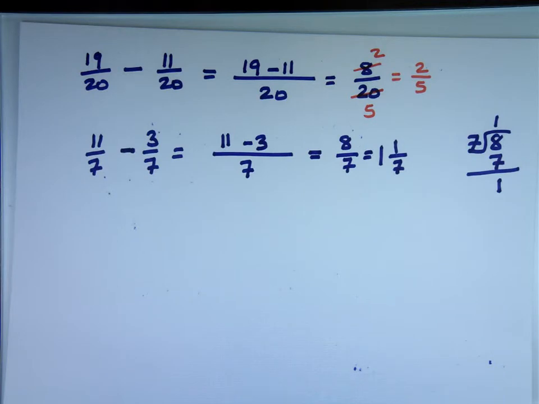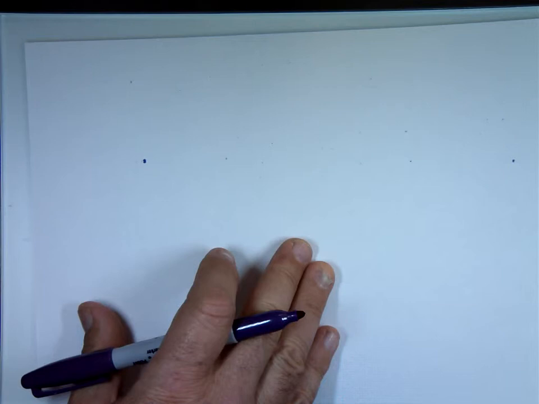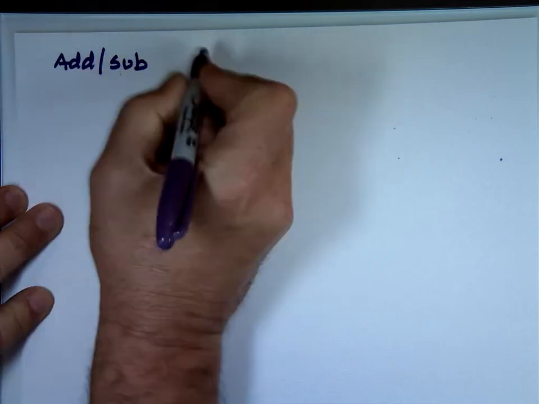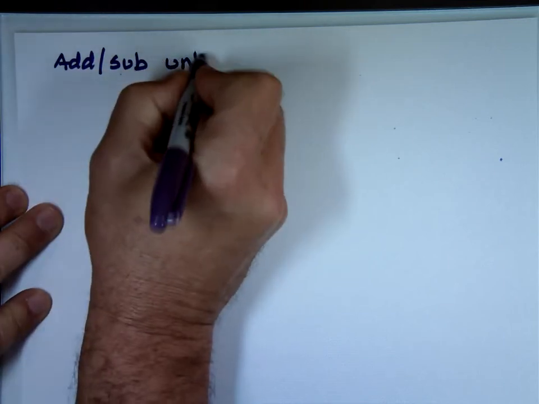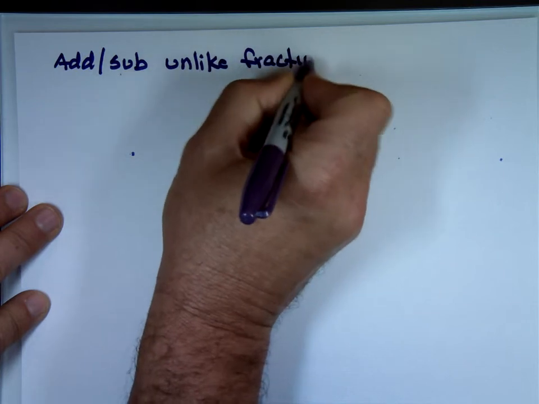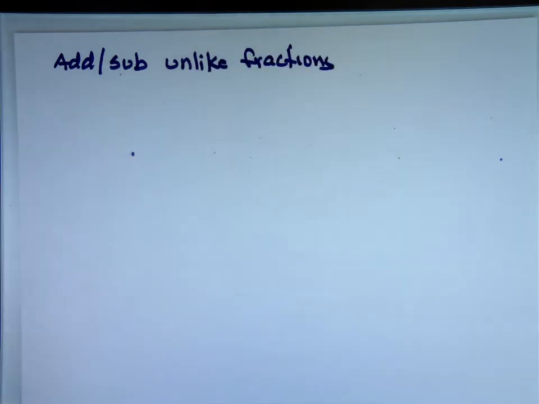Okay, where this becomes a problem, I'll go to the next page, is when you are adding or subtracting. We'll call this unlike fractions. That means the bottoms are different. That's where the challenge is. When the bottom is different.